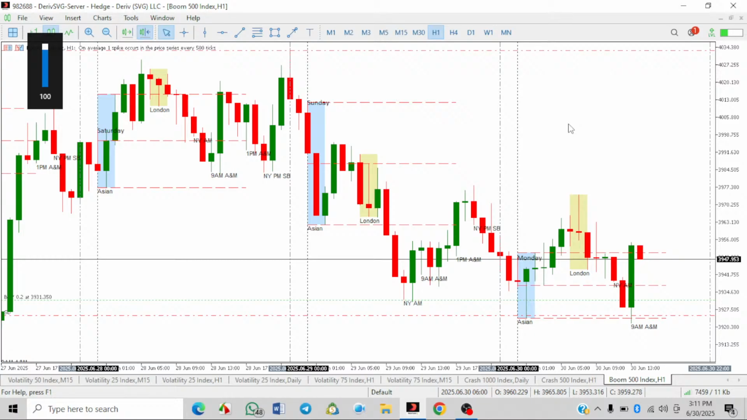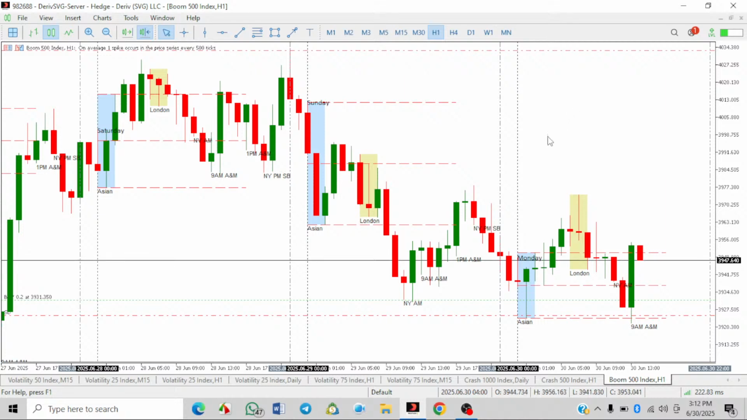So the 9:30 CRT candle is one of the easiest strategies you can use, because everything is already shown. You've gotten your Asian session, you've gotten your London session already displayed. So for the 9:30 CRT candle, we have two options: it's either a reversal or a continuation.